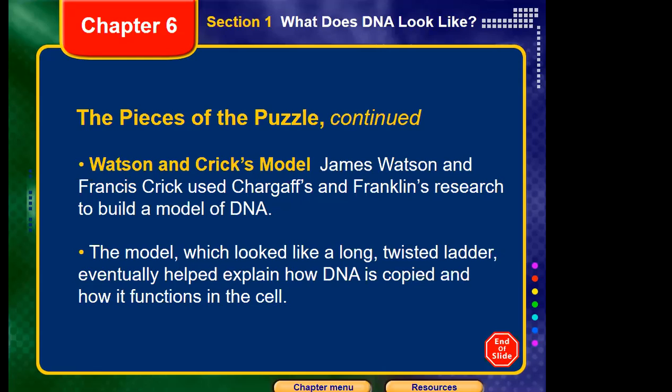So Watson and Crick made their model based on Chargaff's and Franklin's results, and they were able to build that model, which is called the double helix model. The model looked like a long twisted ladder.